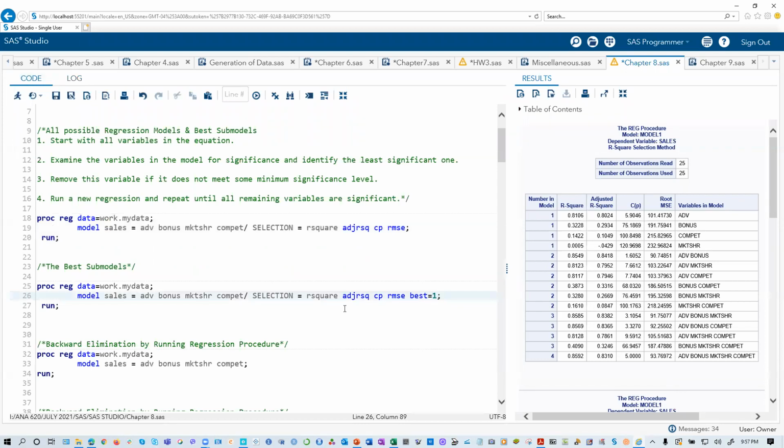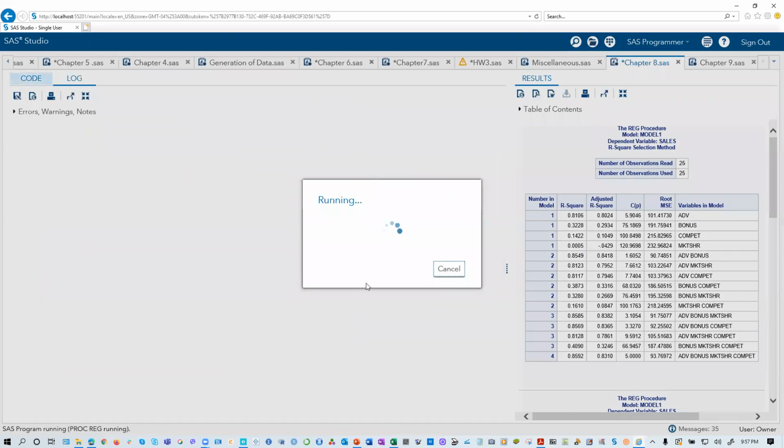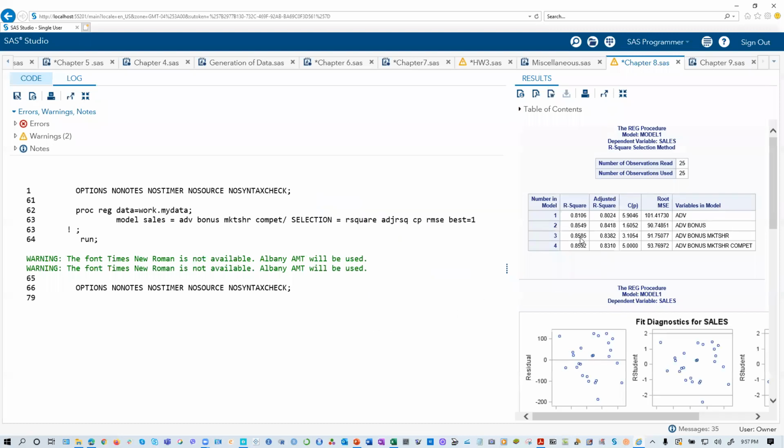That best one doesn't mean you're not going to keep all of these. No, no, no. Again, this is only for my convenience to get the best one. I'm going to call that one best one. Now you have a best one from the singles, best one from the doubles, best one from the triples, best one from the four variables.